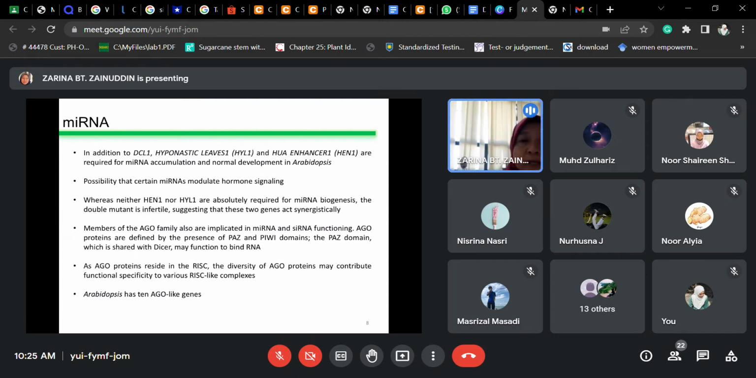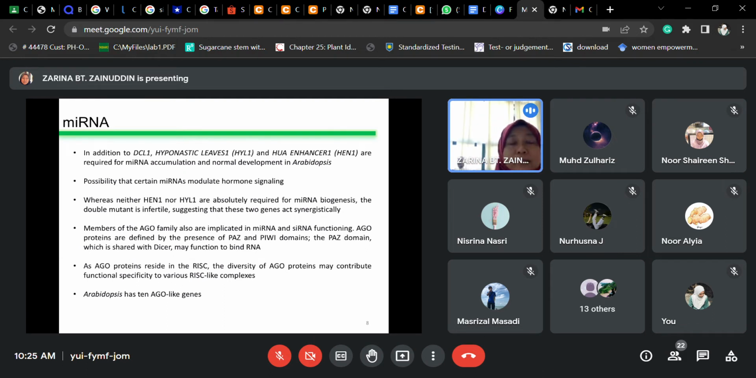Whether HEN1 nor HYL1 are absolutely required for microRNA biogenesis, the double mutant is infertile. So scientists created a double mutant of HEN1 and HYL1, and what they found is that the double mutant is infertile. Because both of these genes are mutated, they become infertile. So they suggest that these two genes actually act synergistically together. They need each other. So this is the function of HEN1 and HYL1.